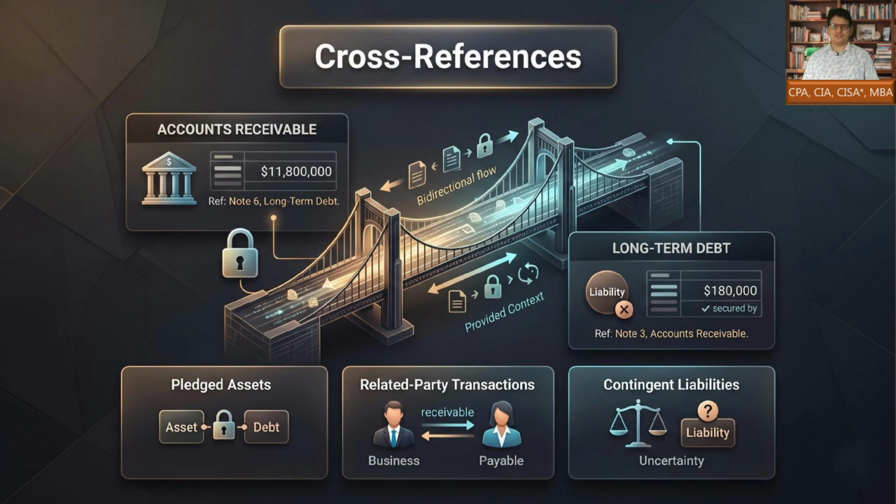This avoids duplication and reduces the risk that one note gets updated while the other remains stale. Cross-references are especially useful for pledged assets, related party matters, guarantees, contingencies, and other items that affect more than one part of the financial statements.